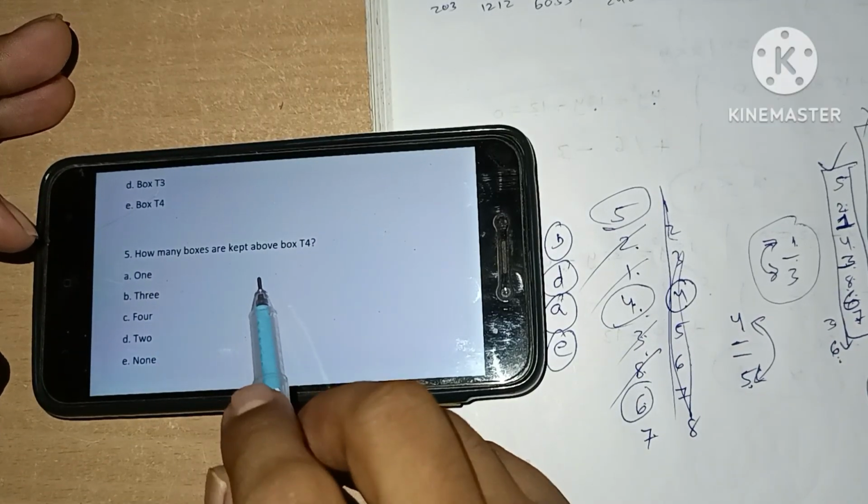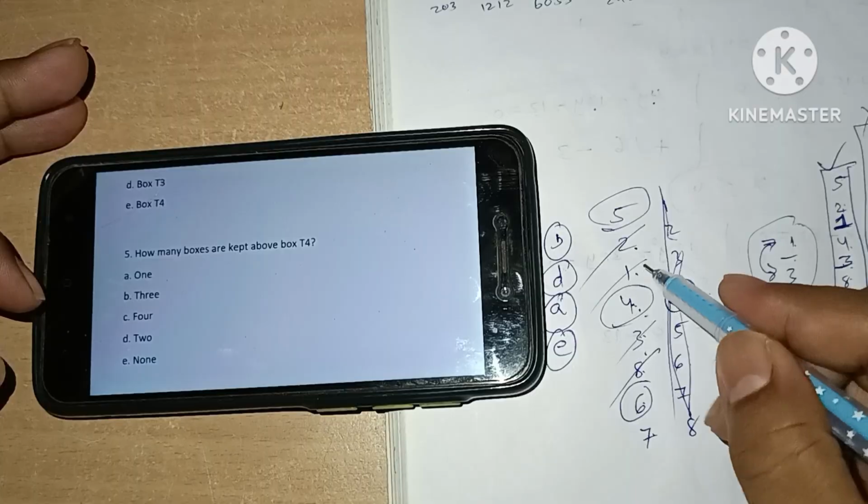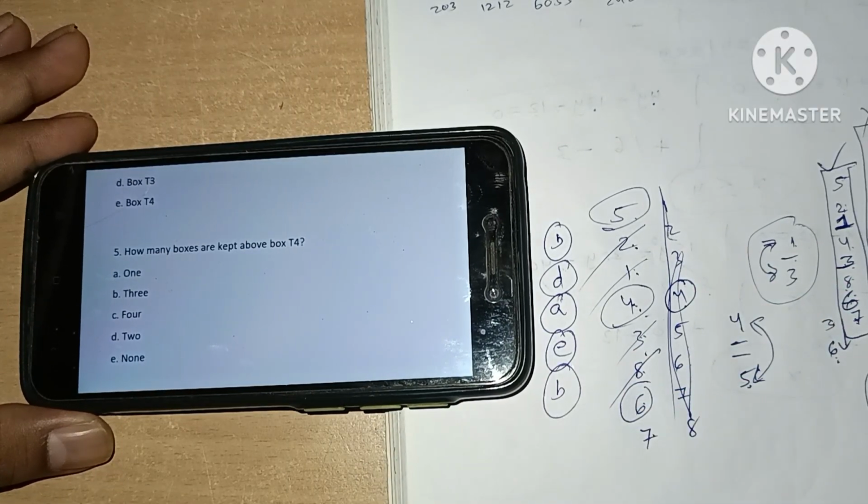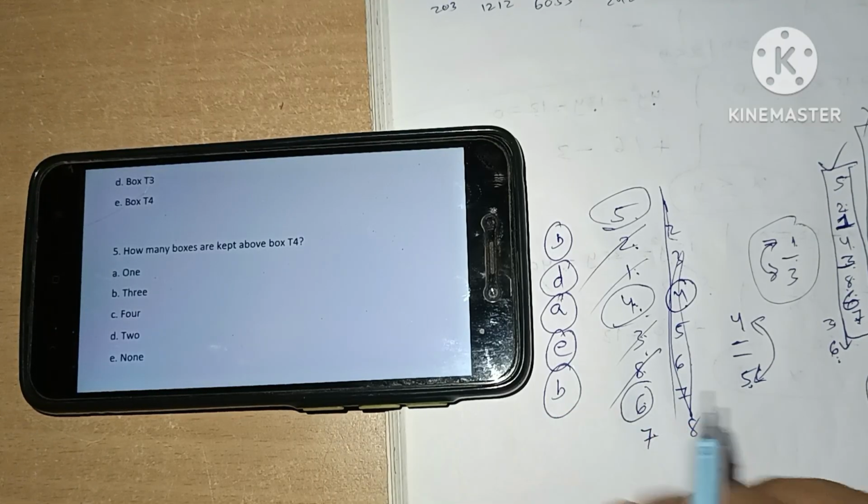How many boxes are kept above 4? Above 4, 1, 2, 3. 3 boxes are kept. Option B is our answer. By this, we have completed today's daily score booster questions.